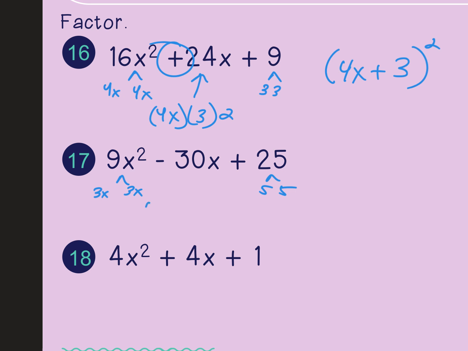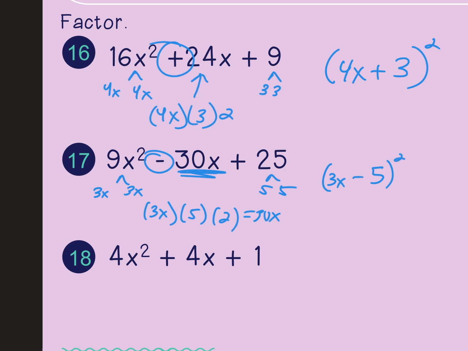This is how you guys would show me your work. You would say, okay, first term, 3x, times second term's 5, times 2. What's 3x times 5 times 2? 30x. Is that the number that we got right there? Yep. So what does my parenthesis look like? What goes in the front? 3x. What goes in the back? 5. And what sign goes in the middle? Minus. And how many of them do I have? So we square it. Very good, guys.